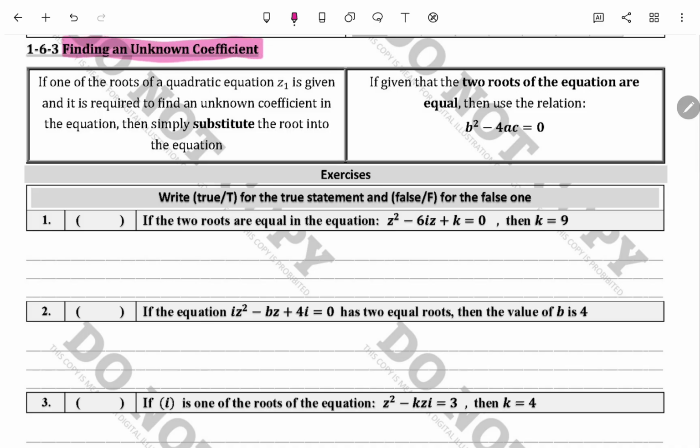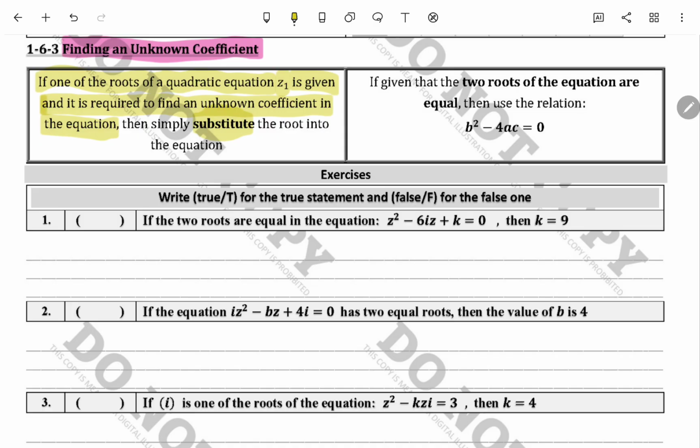This is about finding an unknown coefficient by solving quadratic equations in the complex number set. The first way to find this unknown coefficient is explained in the first box. If one of the roots of the quadratic equation, called z1, is given, and it is required to find an unknown coefficient in the equation, then simplify by substituting the given root, or solution, or zero, into the equation.